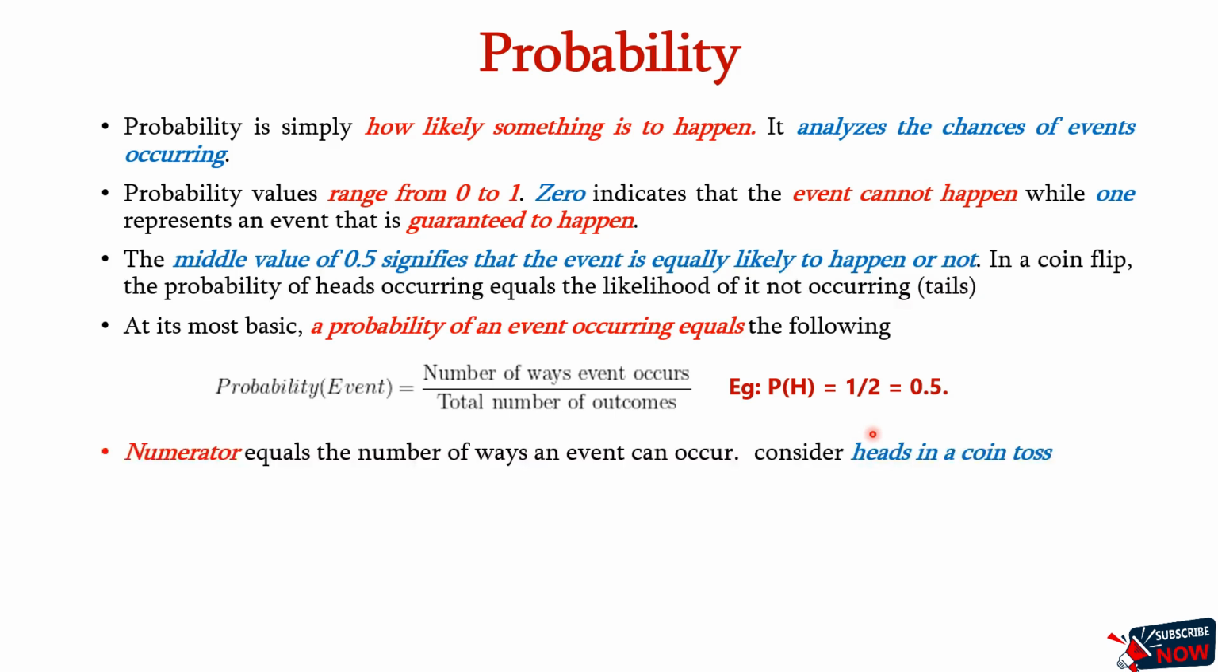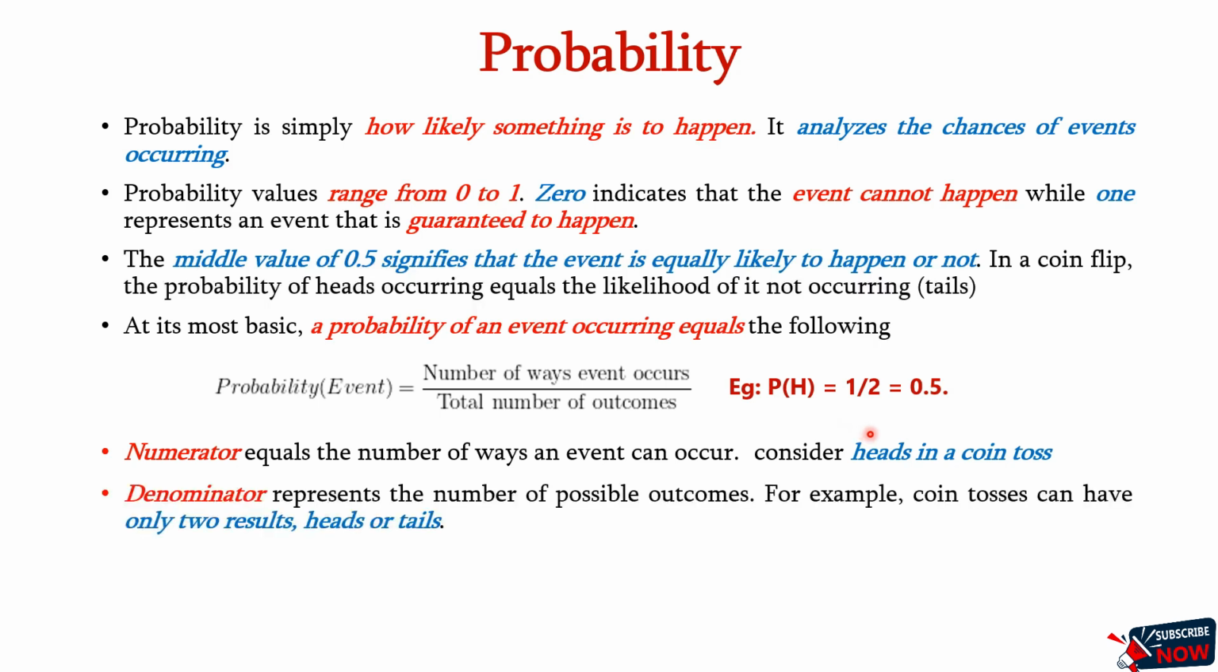Here, the numerator represents the number of ways the event occurs. So in a coin toss, there is one possibility for getting a head, and the denominator indicates the total number of outcomes. So here we have only two possible outcomes, that is head or tail. Thus the probability of getting a head in a coin toss is equal to 0.5.